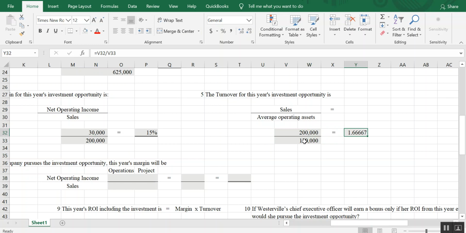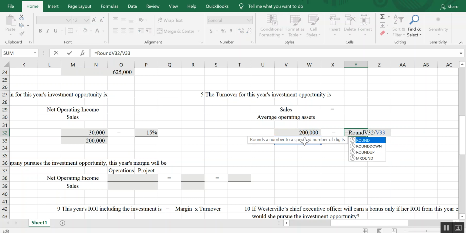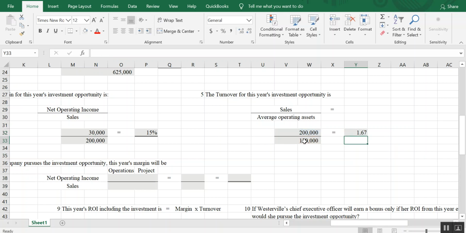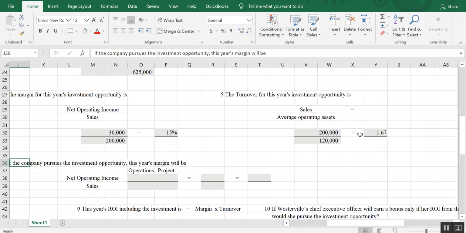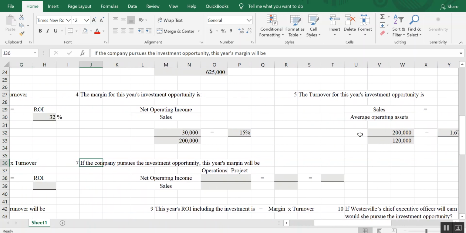And what I'm going to do here is use a function in Excel that will round this off to 2 decimal places. So I'm going to round this calculation to 2 decimal places. So we have an average turnover for the year of 1.67, okay? That's rounded. Okay, so that's number 5.